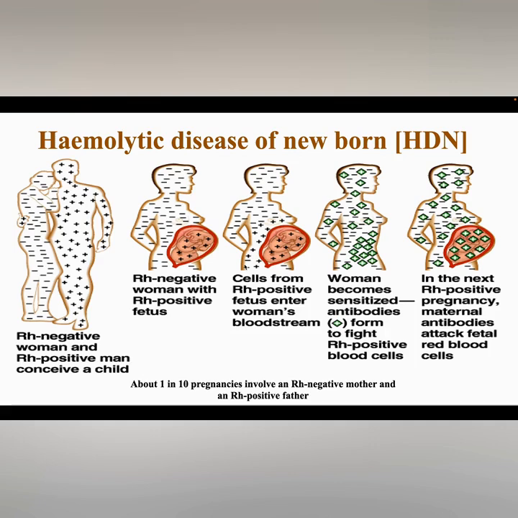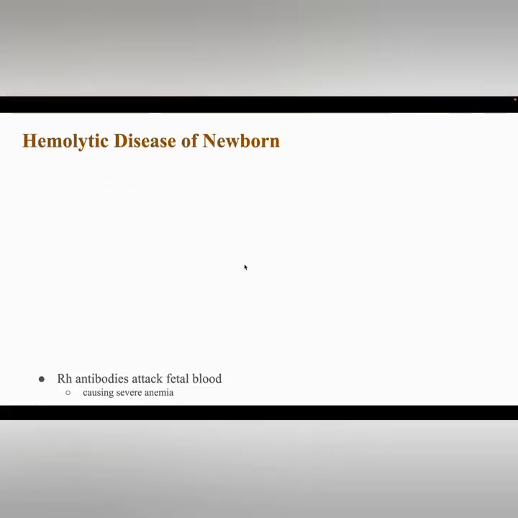About 1 in 10 pregnancies involve an Rh negative mother and Rh positive father. So this will happen in 1 in 10 pregnancies. First pregnancy is safe. Blood leaked, no problem. But in the second pregnancy, antibodies were formed, developed, they were readily present in the blood and attacked the fetus. This condition is called hemolytic disease of the newborn, HDN. We call it HDN, hemolytic disease of the newborn.